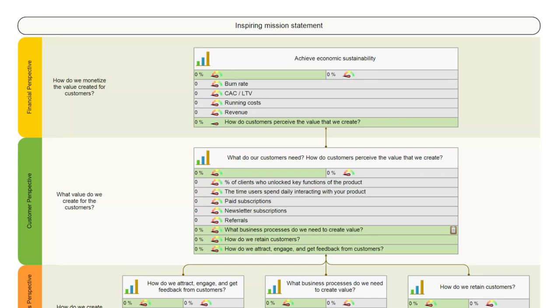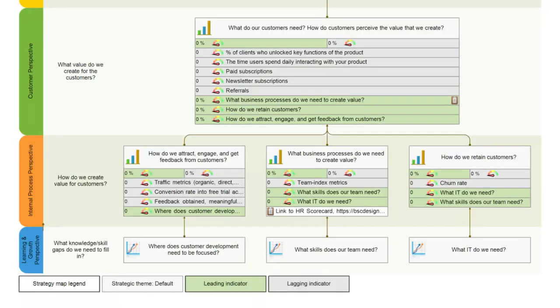Again, two questions. You think here about the product, you think here about the perception of your product. And again, you have some lagging indicators that we discussed before, like percent of clients who unlocked key functions of the product, the paid subscriptions, all these metrics. And again, you have some leading metrics that help you to get there. And these leading metrics come from the goals in the internal perspective.